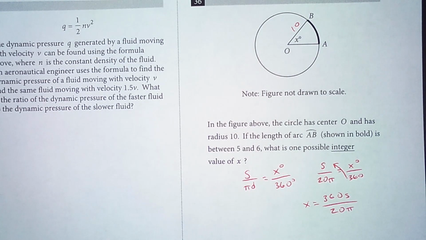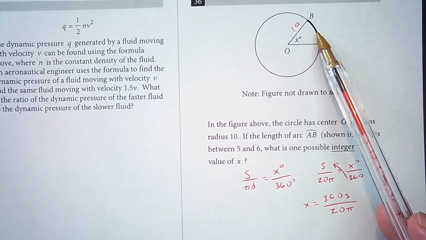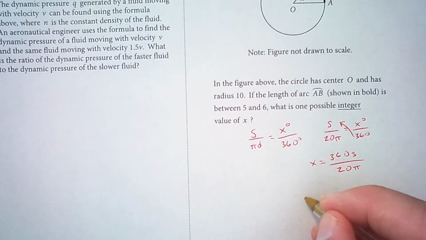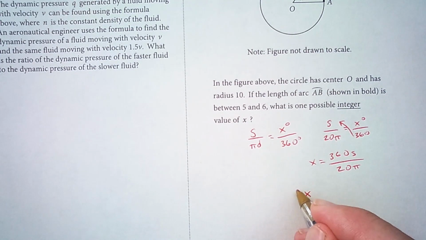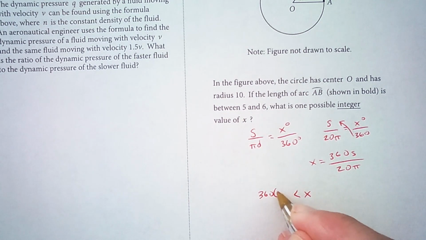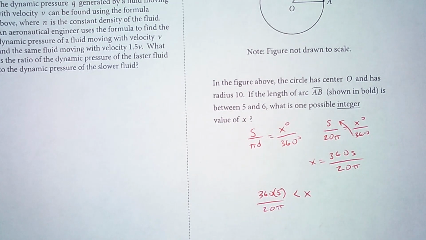Now we are told that S is going to be between 5 and 6. So that means that x will have its lowest value when S is 5. So 360 times 5 divided by 20 pi. So x will be greater than 360 times 5 over 20 pi.